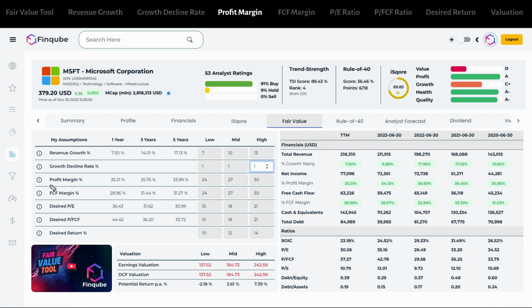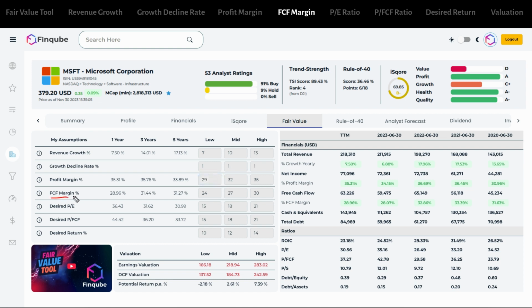Now the next point is the profit margin. This is a very important ratio for many investors, because here you see how profitable a company is. As you can see here, Microsoft is extremely profitable and also consistent over the last years, always over 30%, in the high close to 37%. But this is what I don't want to put in. I will go with a different value. I will take 35% in the high, in the mid I go with 32, and in the low I take 29. I think that's very reasonable.